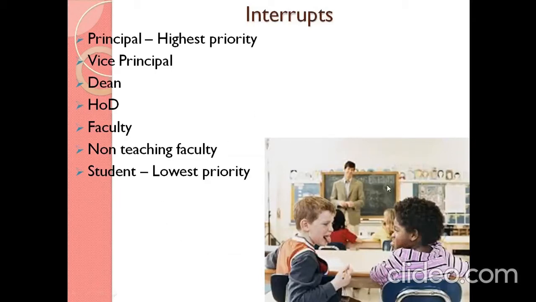So if the staff is taking class, and at that time the principal comes to the classroom, what the faculty will do is stop the class and talk to the principal. After the discussion gets over, he comes back and takes the class again. This is called the highest priority. In the classroom, the faculty is taking class, and on the last bench two students are talking. So that is an interrupt to the faculty.